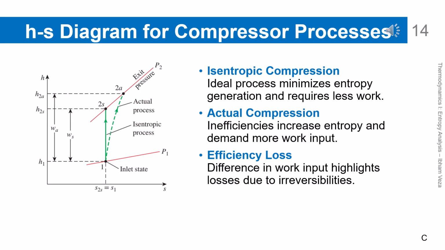HS diagram for compressor processes. In a compressor, the isentropic process requires the minimum work because there is no entropy generation. The real process requires more work due to friction and internal irreversibilities. On the HS diagram, the difference between the isentropic and actual paths shows the additional required work. This difference represents the efficiency loss of the compressor. With this diagram, compressor performance can be analyzed both quantitatively and visually.